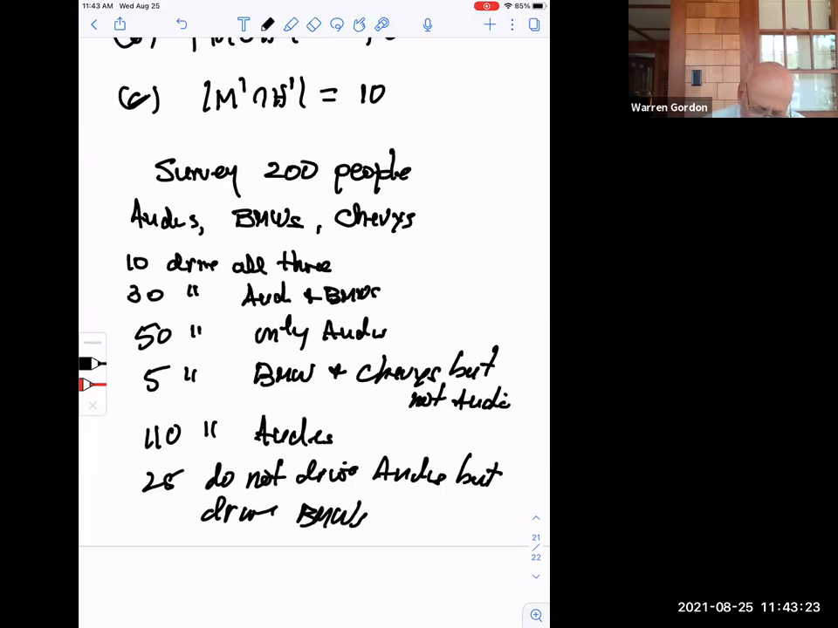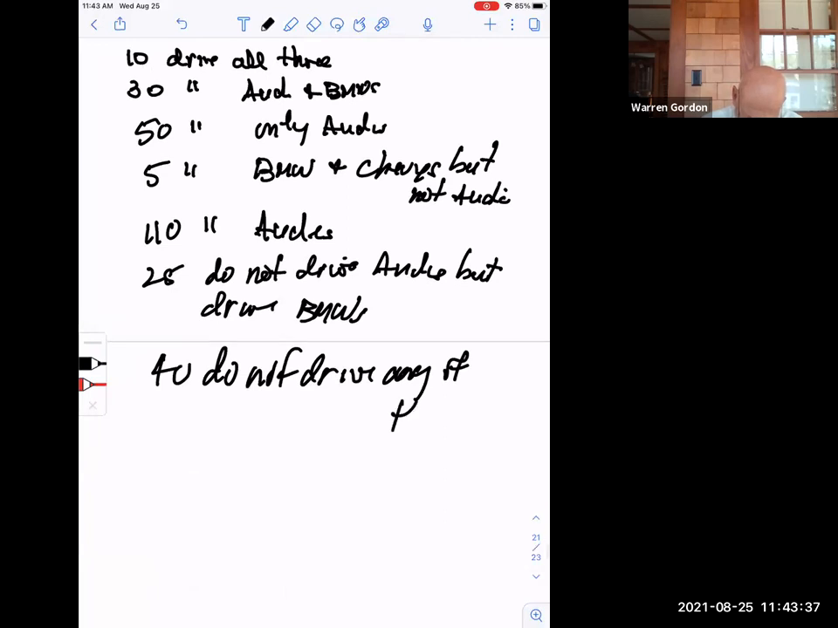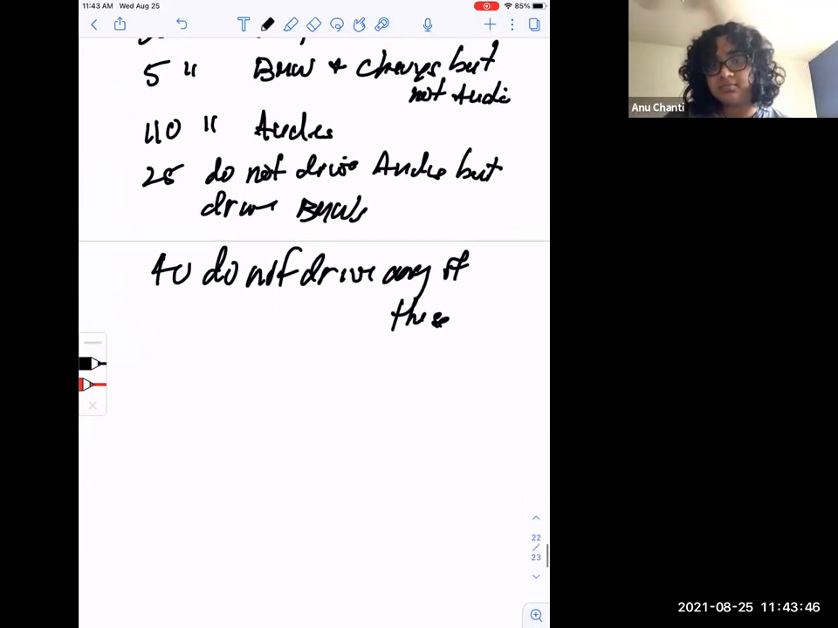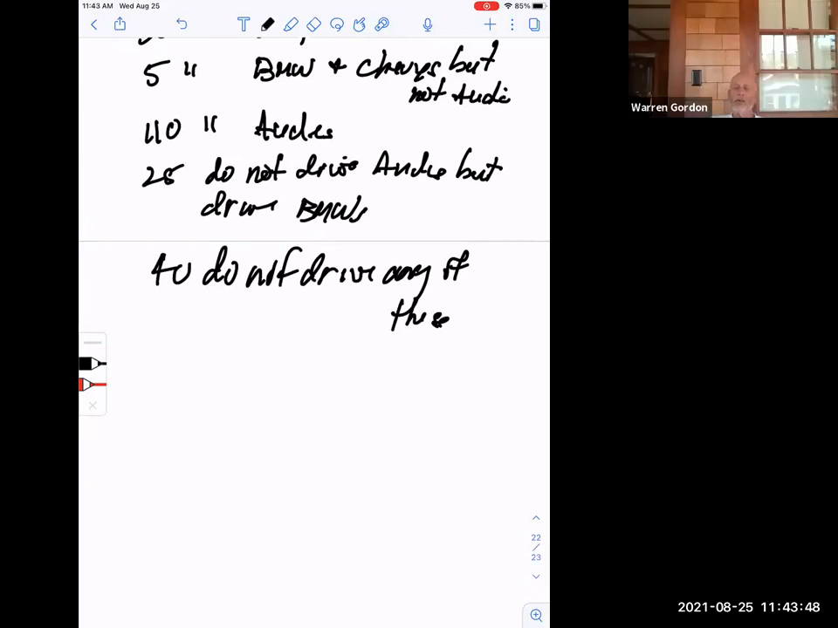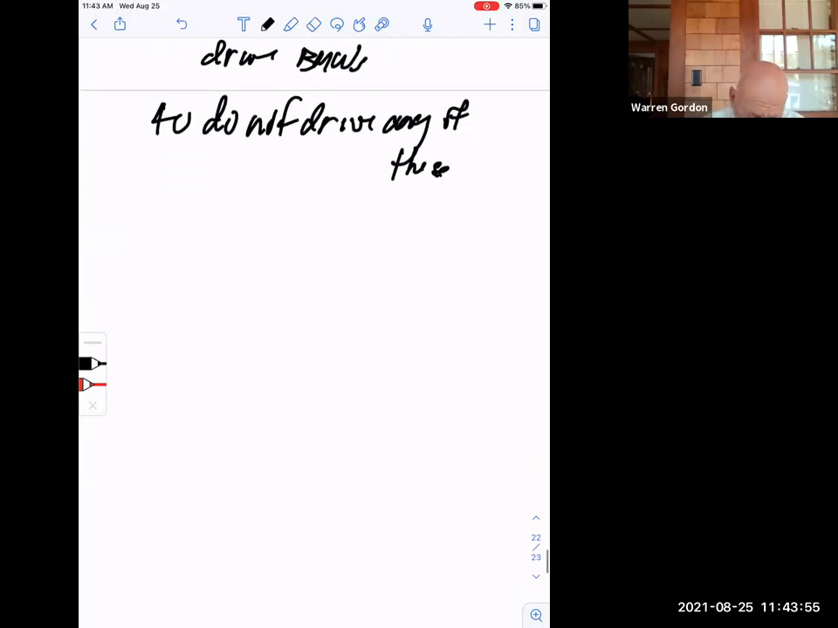Again, you don't need to write any of this down. It's right in the text. 40 do not drive any of these cars. Hopefully I didn't make a mistake right now. If I did, you'll find it, or I'll find it as we go along. So I'm going to let A represent all those people who drive Audis, B, all those people who drive BMWs, and C, all those people who drive Chevrolets.